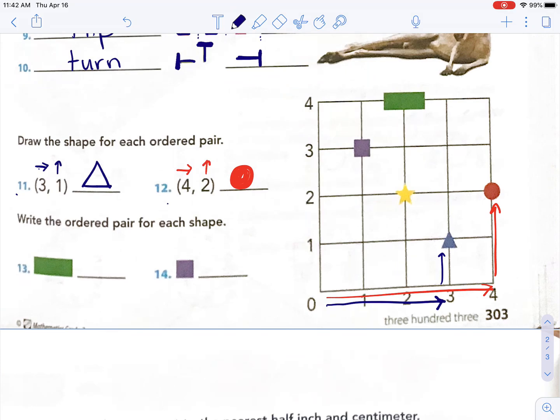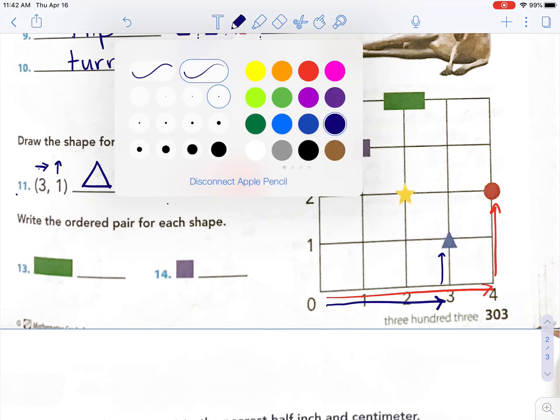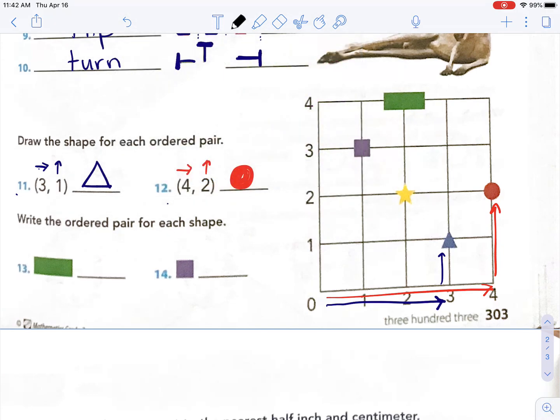Okay, now it says, write the ordered pair for each shape. Same thing, over, then up. And it needs a parentheses to be accurate. If you didn't put parentheses in there, do that right now.